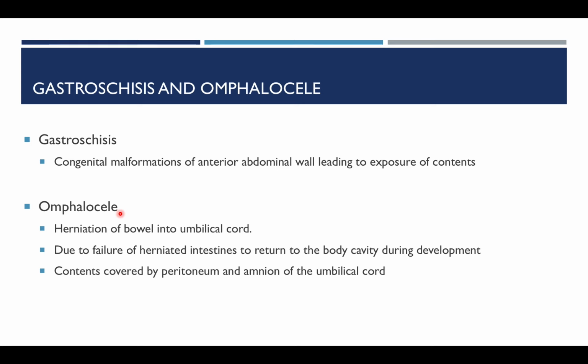Omphalocele is the herniation of bowel into the umbilical cord. Usually, the bowels go from the umbilical cord and retract into the space that they're meant to go to. However, due to failure of these intestines to return to the body cavity, we have omphalocele. The contents tend to be covered, unlike gastroschisis, and here they're covered by peritoneum and amnion of the umbilical cord.